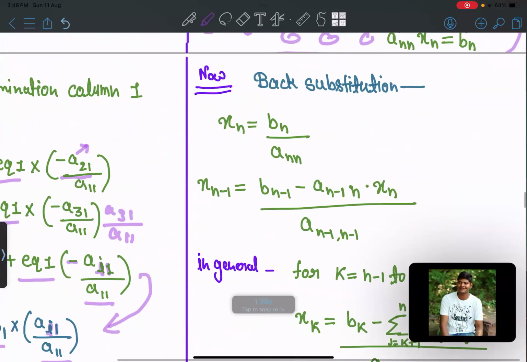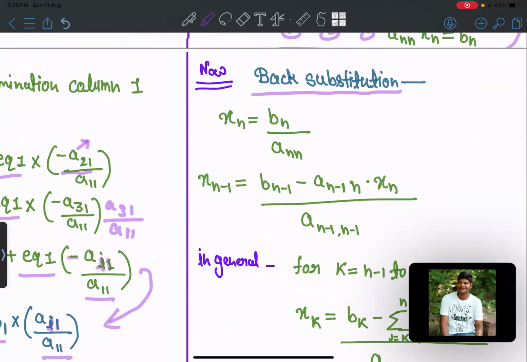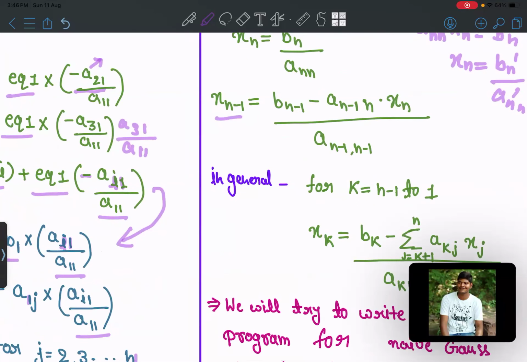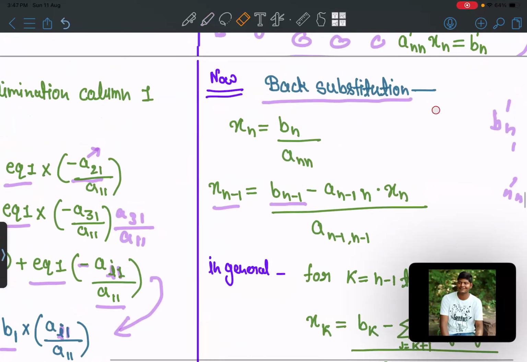After that, we do back substitution. In back substitution, the last equation has only one term, A'nn xn, that will equal Bn'. So from here we can find xn as Bn' divided by A'nn. Similarly, xn minus 1 can be found from the second last equation, which will have two terms.